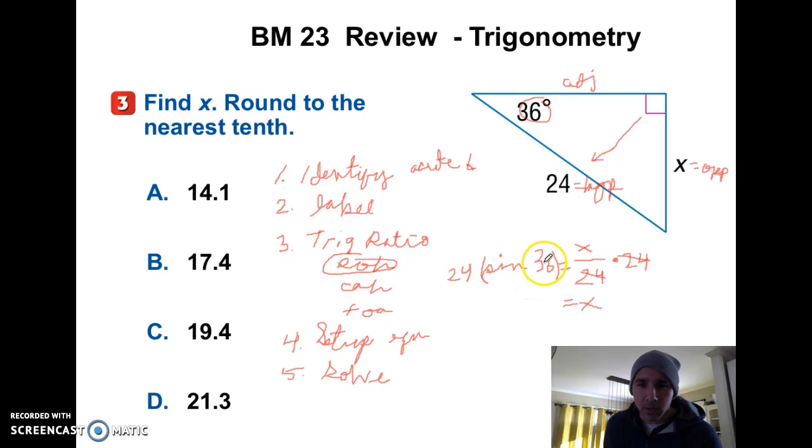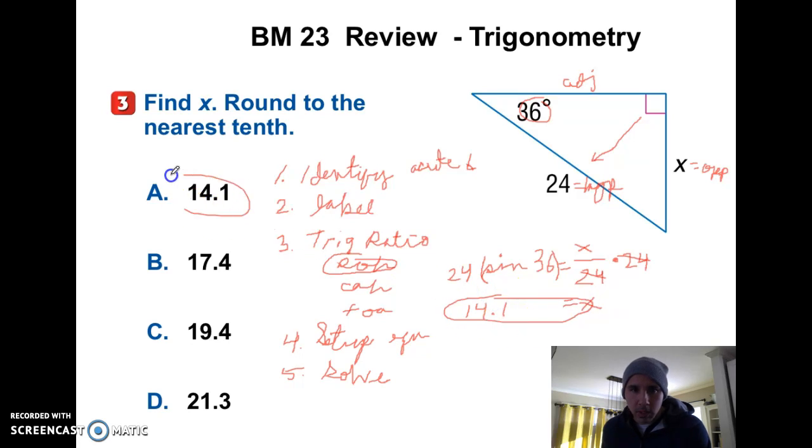I'll make sure my calculator is in degrees. When I plug that into my calculator, I'm going to get 14.1. So that was my answer. Letter A is my answer.